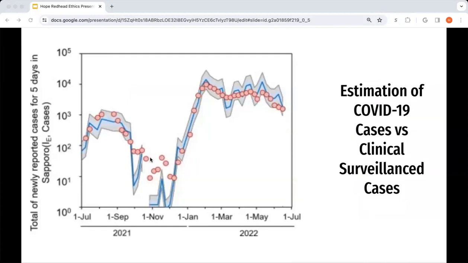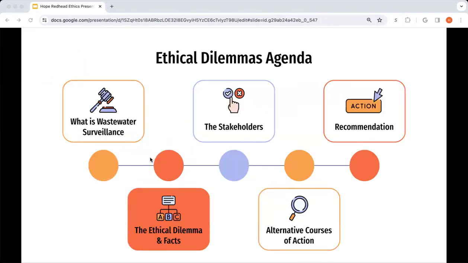So the red circles are the cases that were self-reported. So that's when you go to the doctor and we take cases that way. And the blue is actually the predicted spikes and dips in COVID-19 cases. So it's a super, super valuable technology. However, there are some ethical dilemmas. So regarding an NIH study, there are five major concerns.